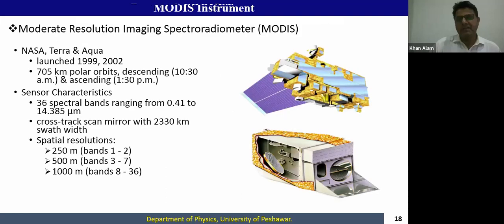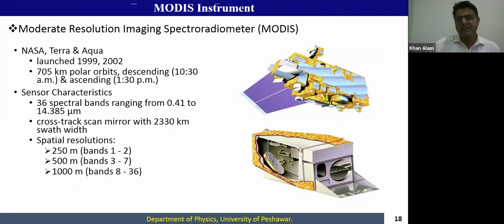Some of the characteristics of the Moderate Resolution Imaging Spectroradiometer (MODIS). This instrument is installed on the Terra and Aqua satellites, which were launched in 1999 and 2002, respectively. It has a polar orbit. The Terra satellite overpass time is 10:30 in the morning, and the Aqua satellite's pass time over Pakistan is around 1:30 p.m.